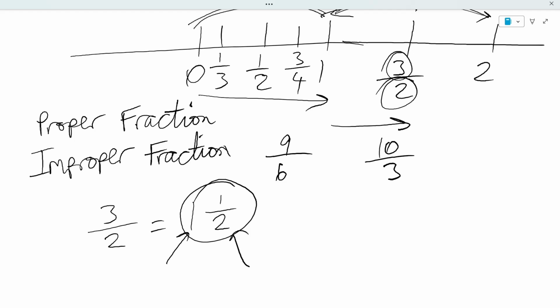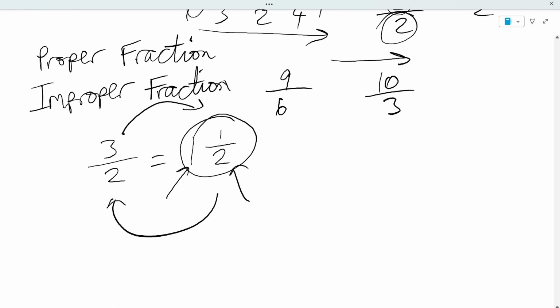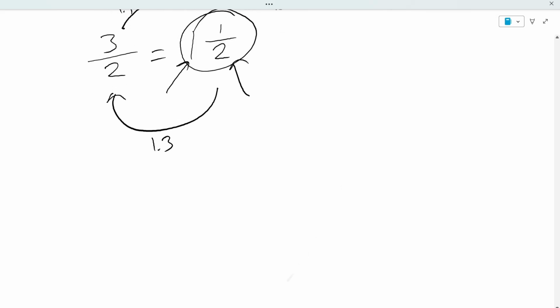But how do we convert? How do we go from here to here? And how do we go from here to here? Well, we will look at mixed numbers to improper fractions here. This is 1.3, and this up here is going to be 1.4 we'll look at in the next video. But for now, we will just do mixed numbers to improper fractions.